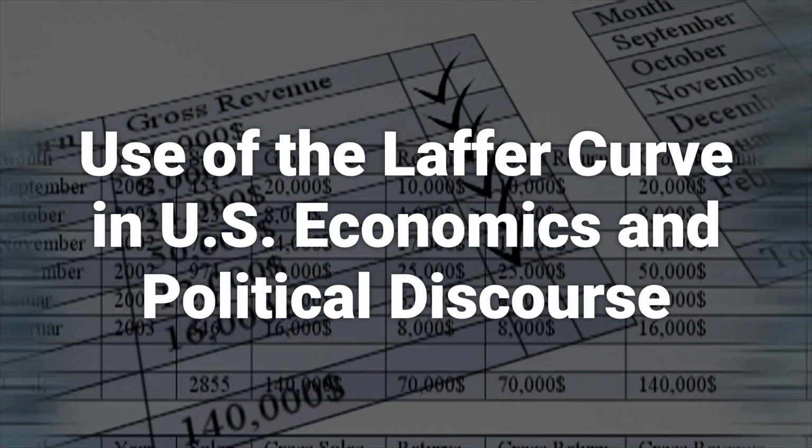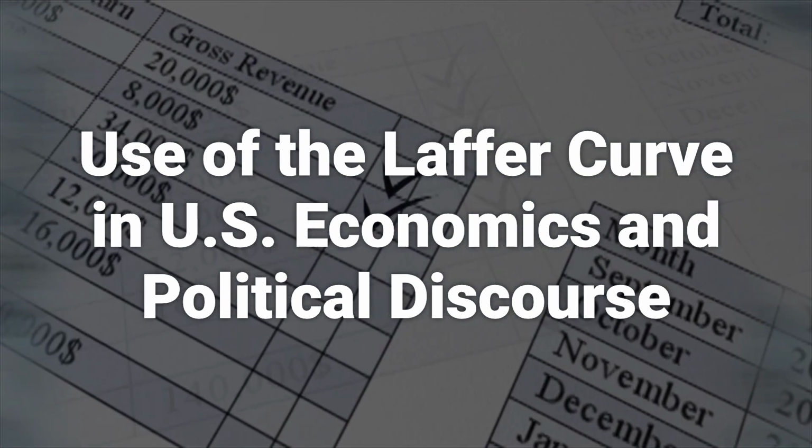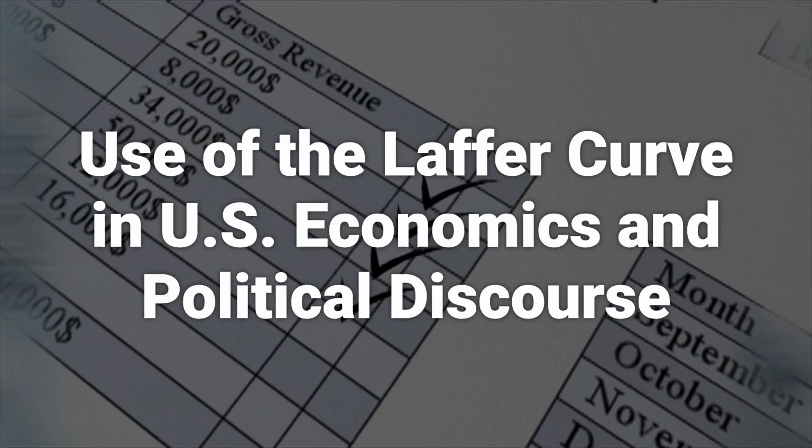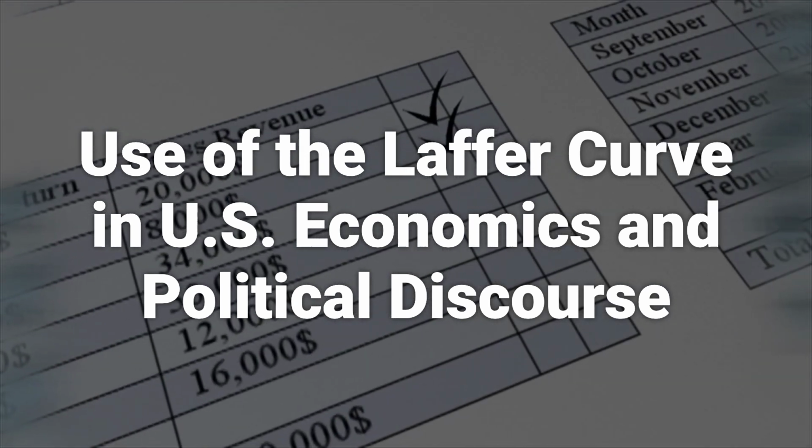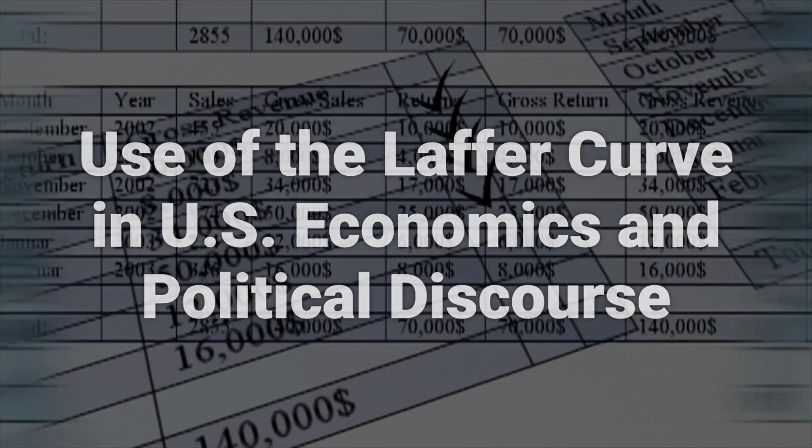Republicans and Democrats use the Laffer curve to argue their tax policies. Republicans tend to lean towards lower corporate and high-earner taxes, while Democrats tend to lean towards redistributing wealth from high earners to low earners.